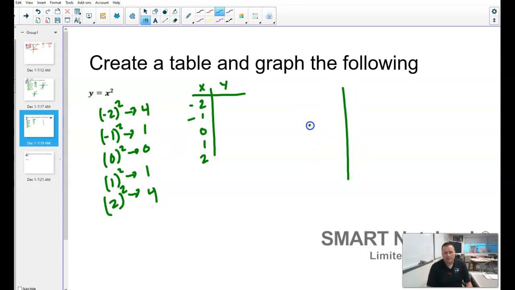And so when I go to graph this, guys, if I go to -2, it'll be up 4, that'll be right at that point. Then I go left 1 and up 1, which would be right there. 0, 0 is right here at the origin. 1, 1 would be right here, and then 2, 4 would go right here. These ones that are squared always form this U pattern for each of those every single time.